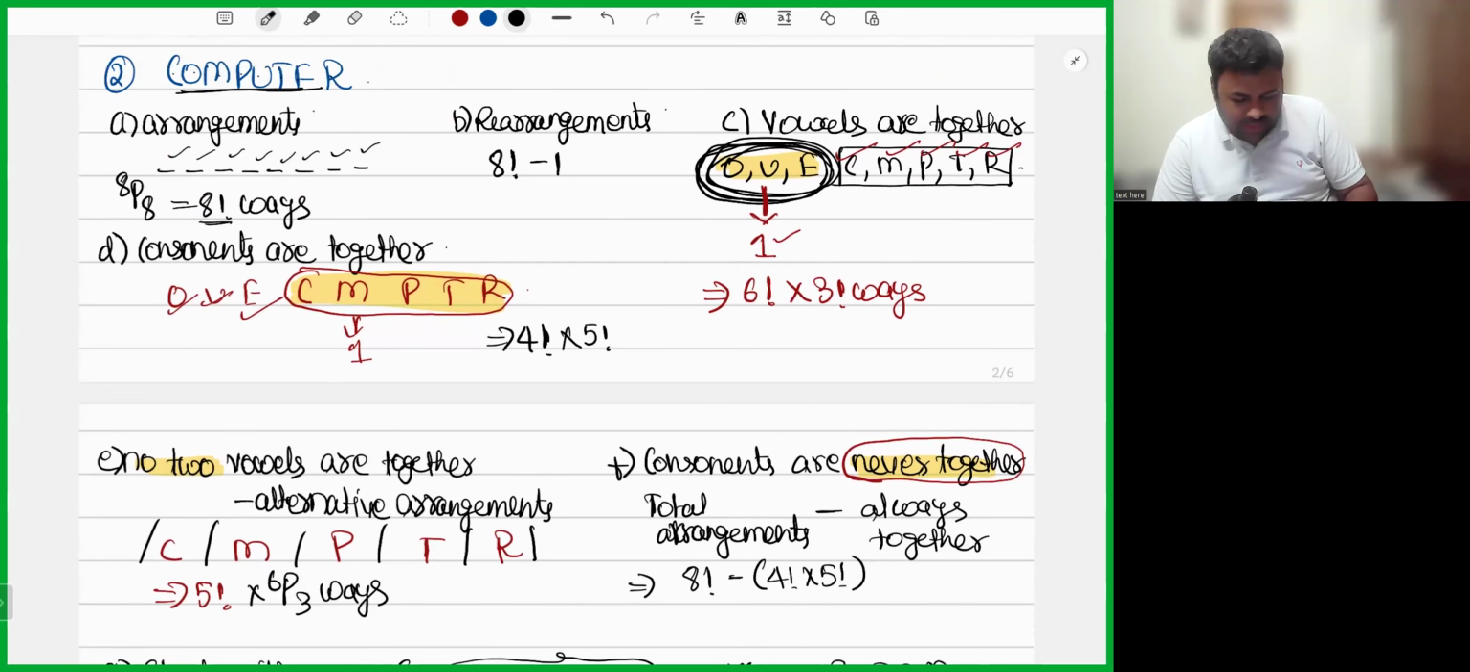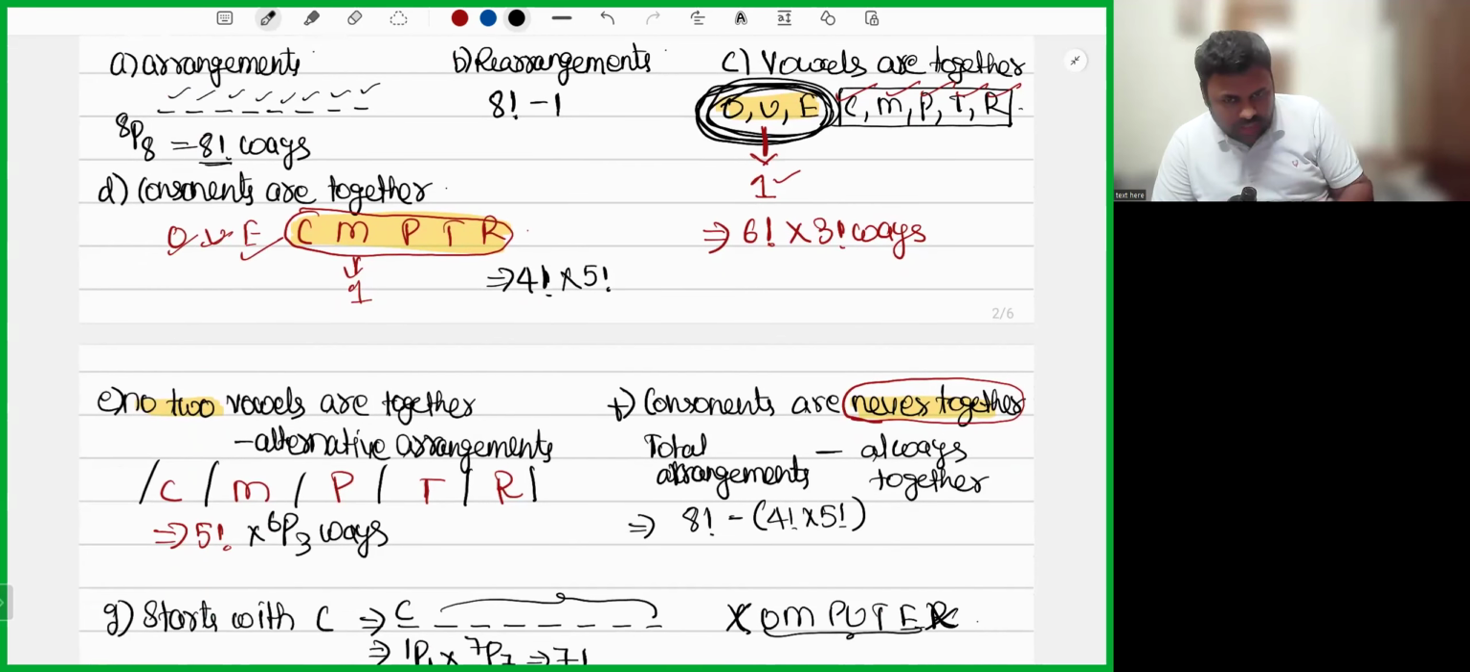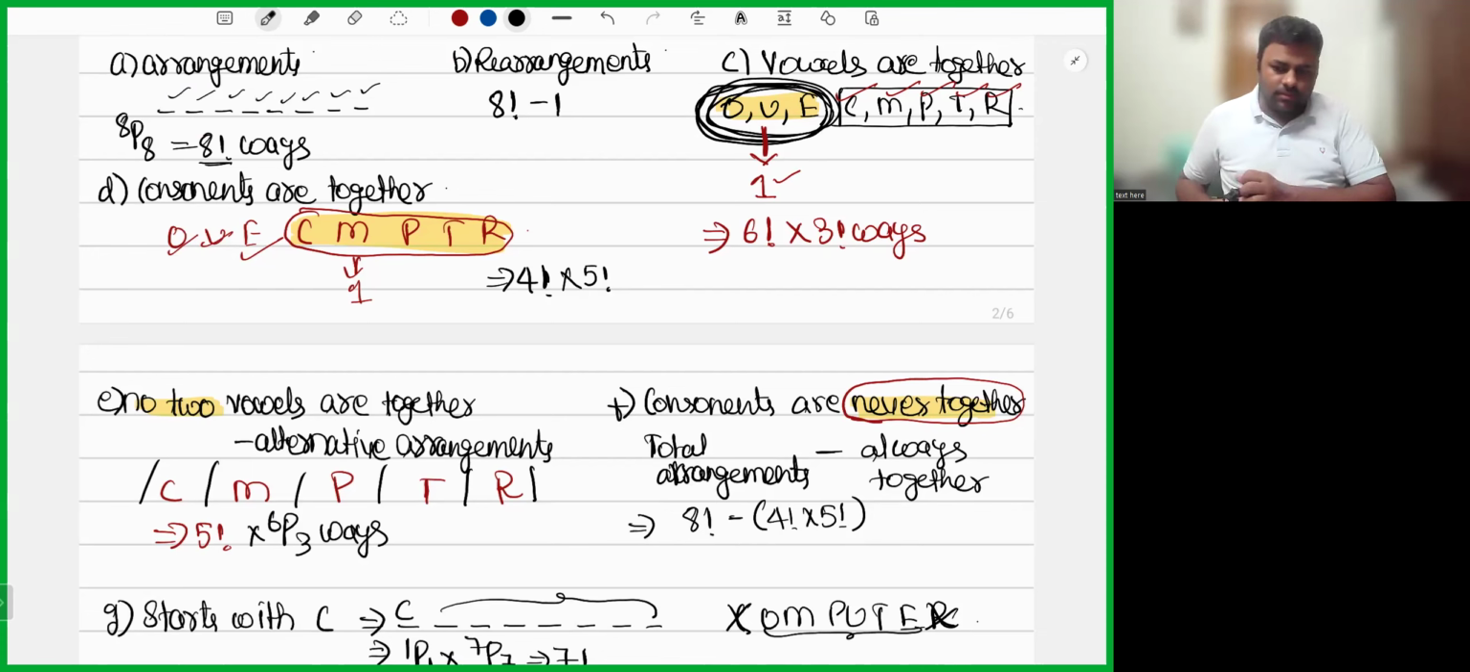What are total arrangements? 8 factorial. What are consonants always together? 4 factorial into 5 factorial. Instead of total arrangements, I'll remove the always together possibility, right? So from total arrangements, I'll remove always together, and I'll get never together. Okay. So I have Geeta, that's fine.